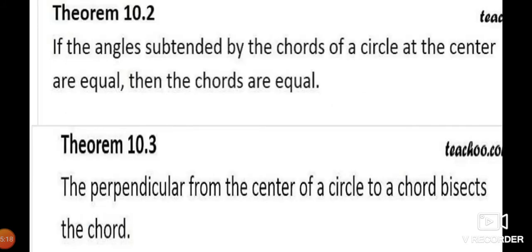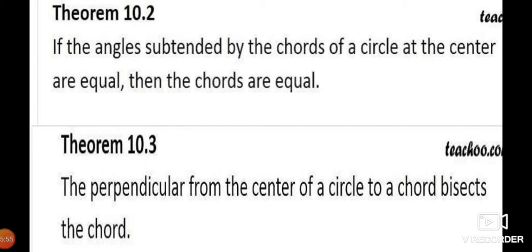Next, theorem number 10.2. Here you can observe only the statement. If the angles subtended by the chords of a circle at the center are equal, then the chords are equal. Obviously, whatever the angles at the center, those angles are equal, so the given chords also must be equal. Next, theorem 10.3: the perpendicular from the center of a circle to a chord bisects the chord. Obviously, students, this is also true. From the center point we have to draw a line perpendicular to the chord.